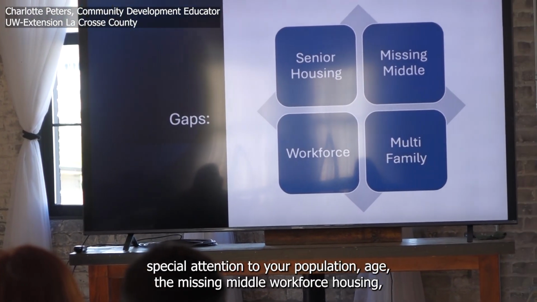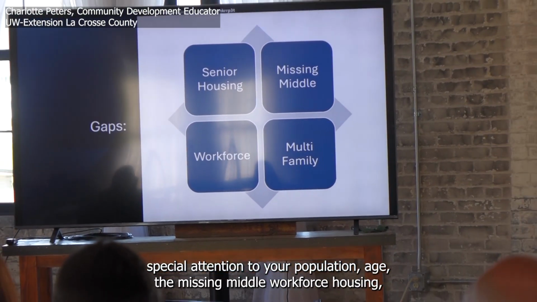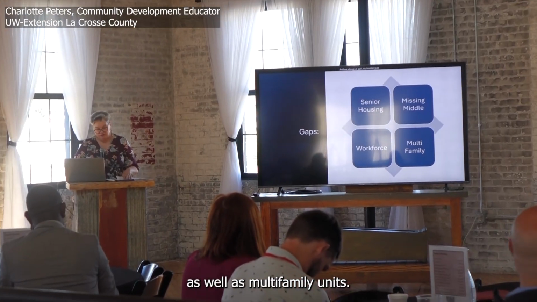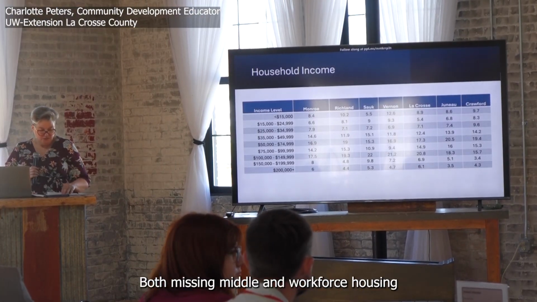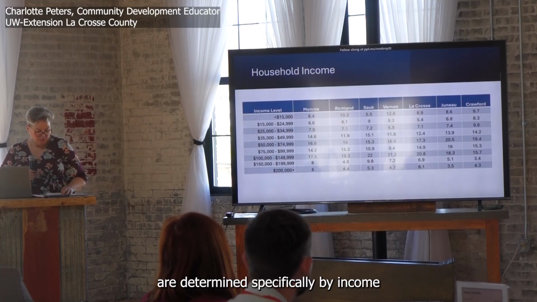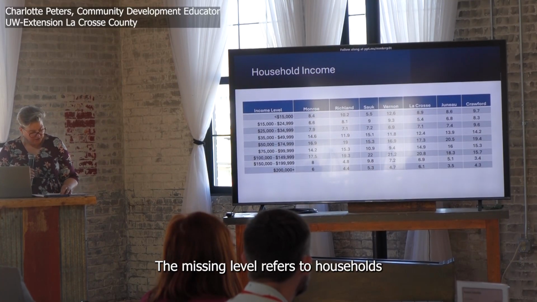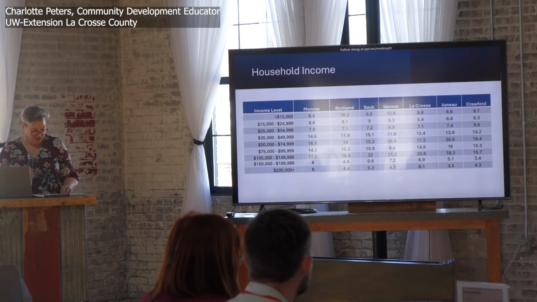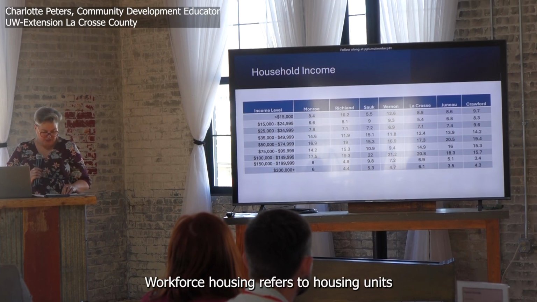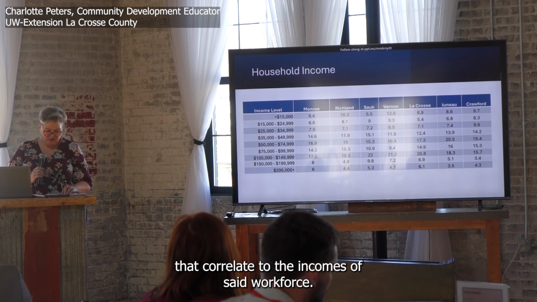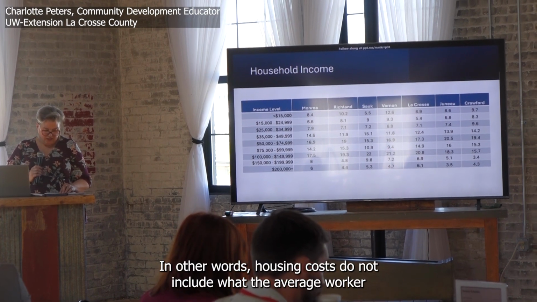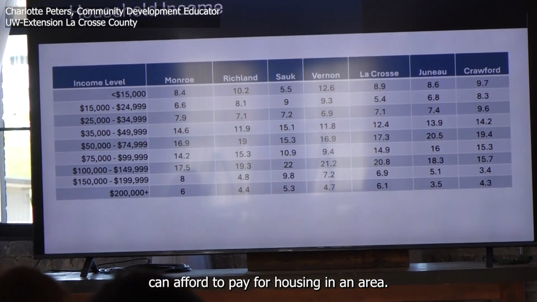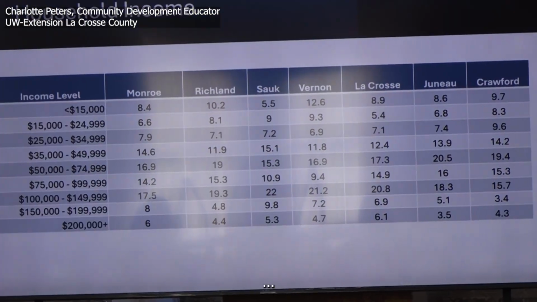You'll want to pay special attention to your population, age, the missing middle, workforce housing, as well as multifamily units. Both the missing middle and workforce housing are determined specifically by income. The missing middle refers to households earning 80 to 100% of an area's median income. Workforce housing refers to housing units that correlate to the incomes of said workforce. In other words, housing costs do not exceed what the average worker can afford to pay for housing in an area, be it mortgage or rent.